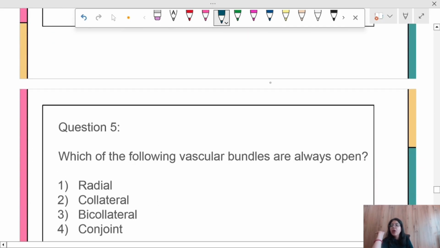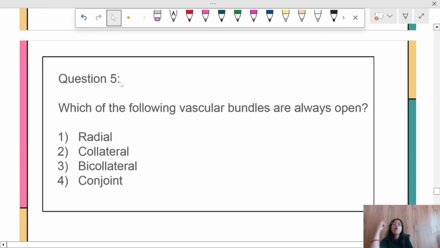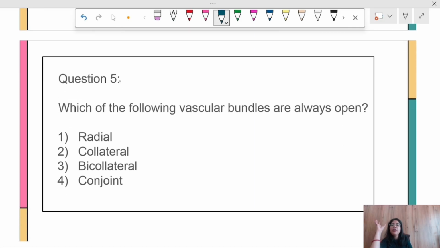So this is wrong. Which of the following vascular bundles are always open? Always open. Conjoint, radial, collateral, bicollateral.